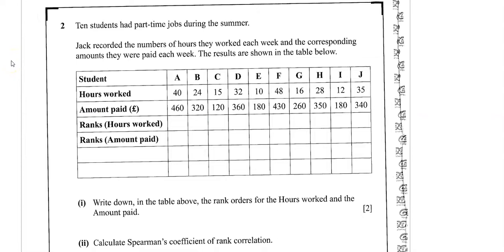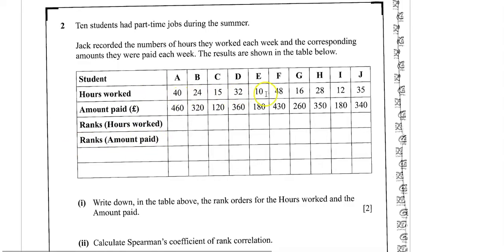Question 2 says 10 students had a part-time job during the summer. Jack recorded the number of hours they worked each week and the corresponding amounts they were paid each week. The results are shown in the table below. So you've got hours and the amount paid, and then we're going to have to rank these. So we're going to do the rank for the hours. I'm going to do this in ascending order, and if you do it in ascending order for the hours, you've got to also do it in ascending order for the amount paid.